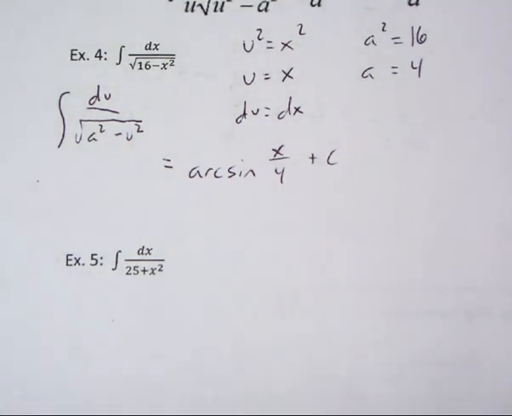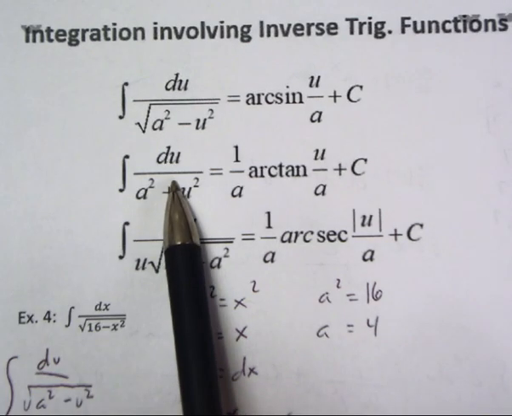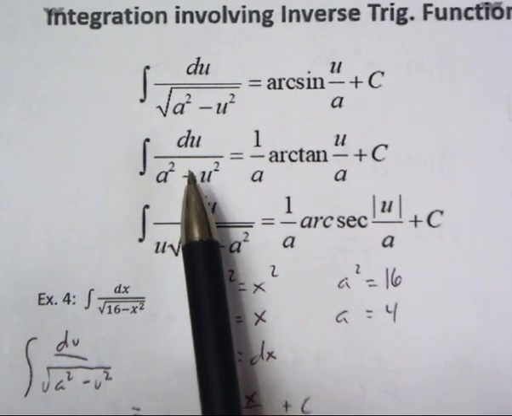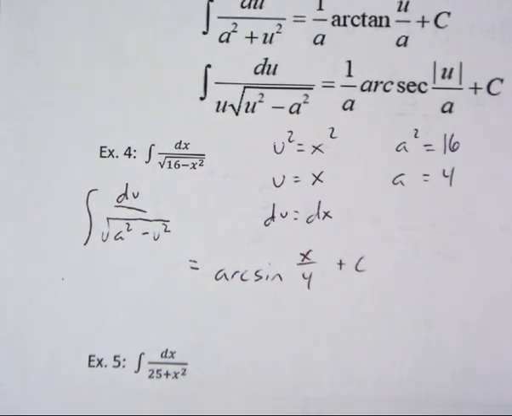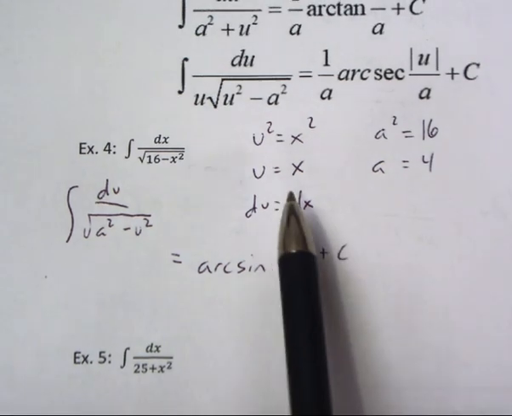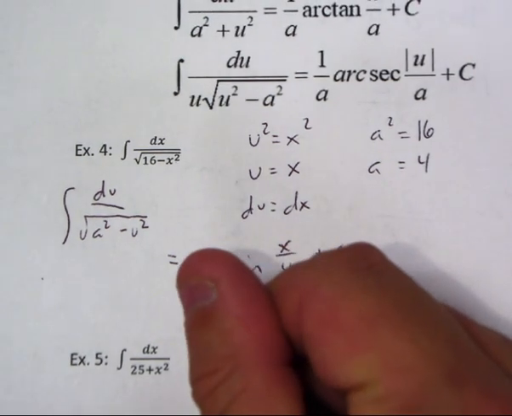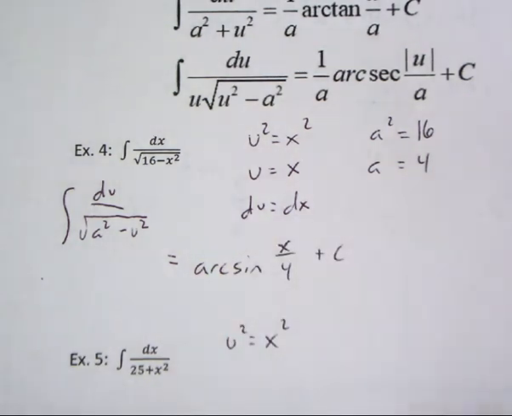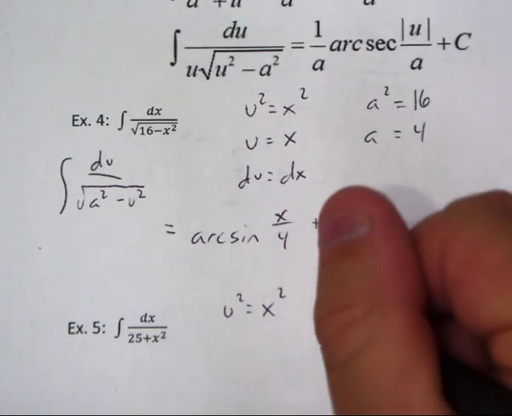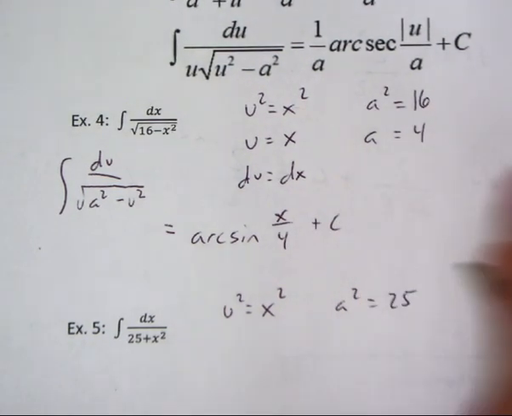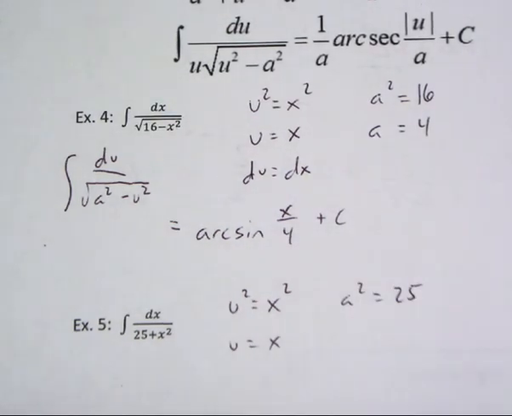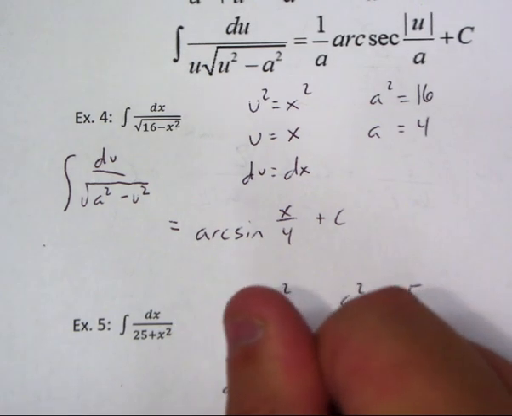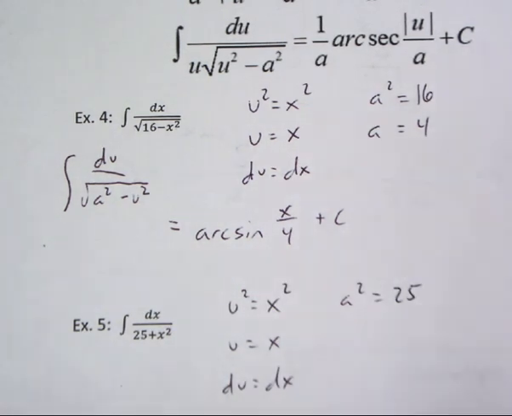This is arctangent. Okay, so we're going to go through the same process. I try to match up the form. I see, okay, it looks like this form right here, pretty much the same. So I know I'm dealing with arctangent. So I'm going to go through the same process as I did before. I identify my u squared. u squared is x squared. a squared is 25. So u equals x. So du equals dx. And a equals 5.